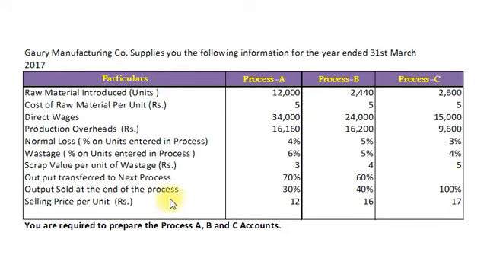Then output sold at the end of the process: at the end of process A, 30% of output is sold at rupees 12 per unit, and in process B, 40% of output sold at a selling price of rupees 16 per unit, and final process C, 100%, it means total output sold at rupees 17 per unit. These are the new points in this particular sum. Rest of the points are covered in previous examples. Now let us prepare process accounts one by one.